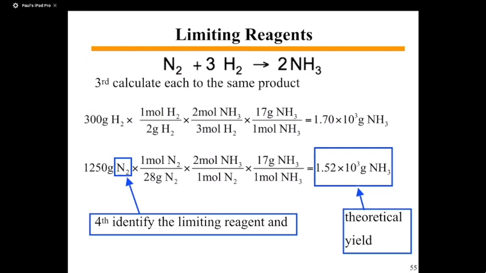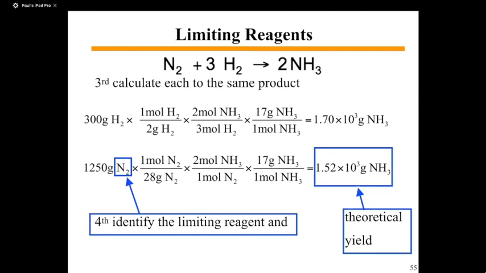Okay? Based upon this, this is the theoretical yield. Theoretically, this is the most you could ever make. Okay? Doesn't matter that you have more hydrogen, you can't make that amount. This is the largest amount that we can mathematically calculate that you would actually make.